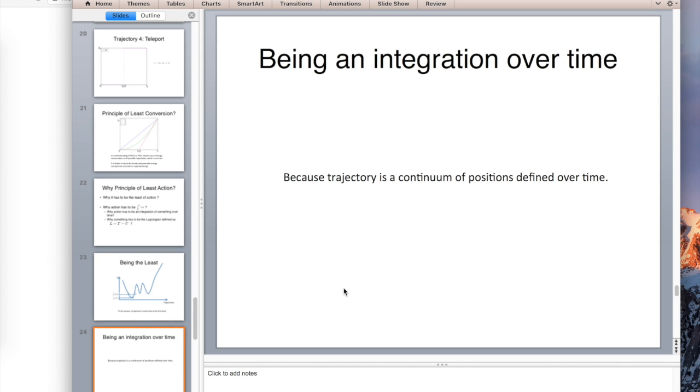Next, why does the action have to be an integration over time? I think this is a very simple question because a trajectory is a continuum of positions defined over time. As something defined over time, if you take that as an argument, the action also has to be some integration over time.